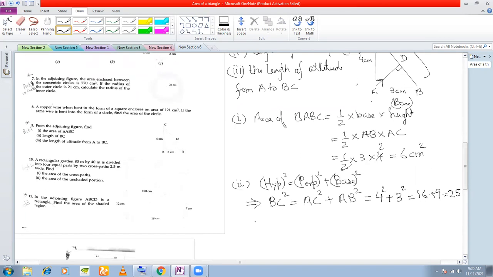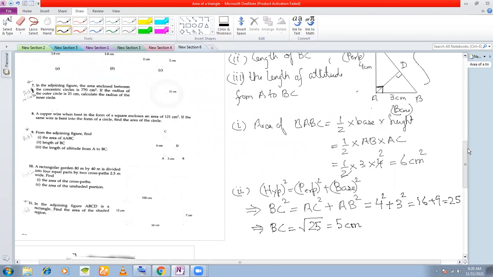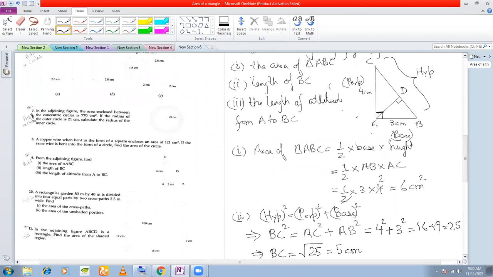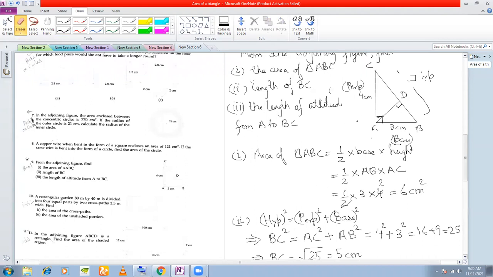So what have you got? You have got BC square is equal to 25. That means how much is BC? It is the square root of 25. So 5, which is equal to 5 centimeters. Okay. So this is how you find out the length of the altitude, the length of BC. Okay, that finishes the second question.